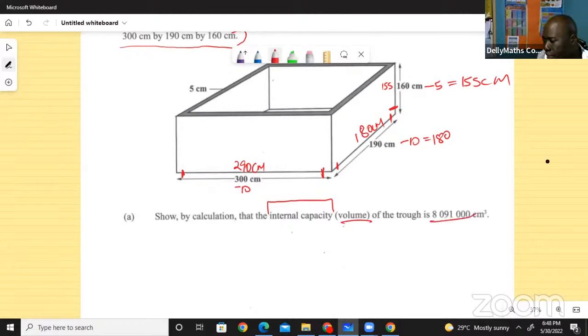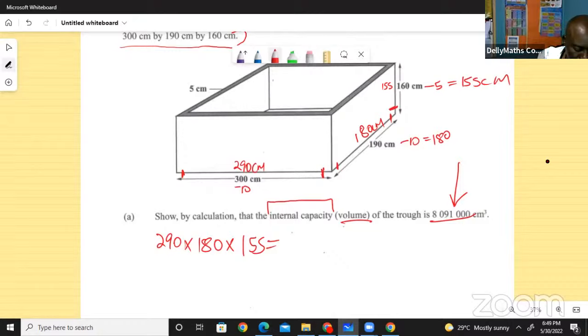Remember though that we're working with the internal measurements, the length, the width, and the height inside to get internal. So it's going to be 290 times 180 times 155. Put that on your calculator and definitely you should see that figure coming up, which means that you would have shown them that you are correct.